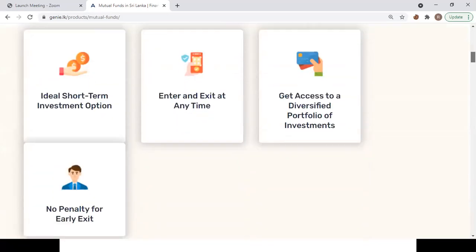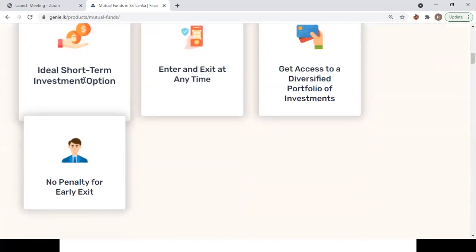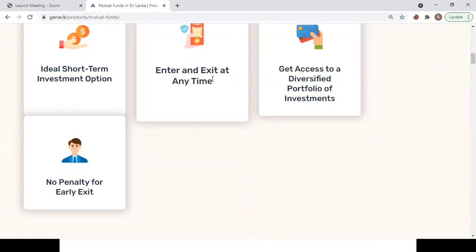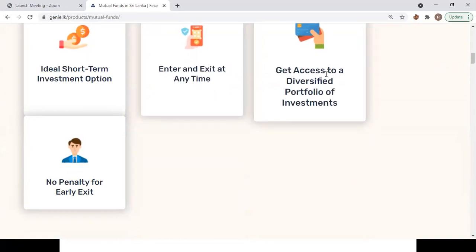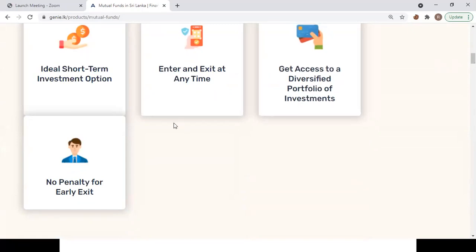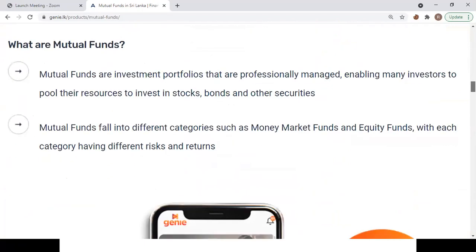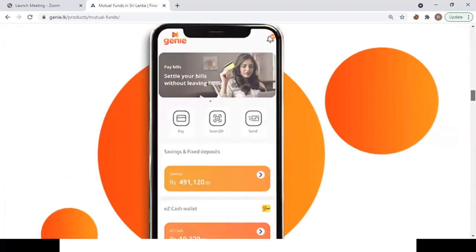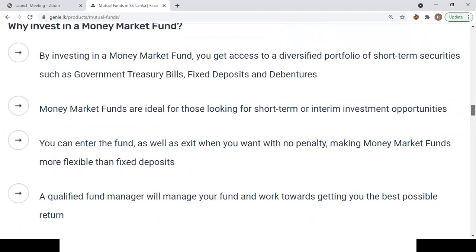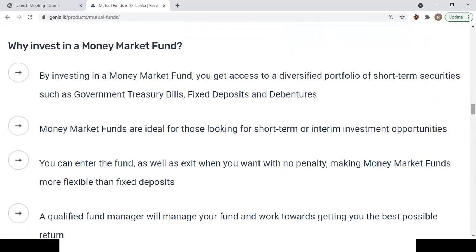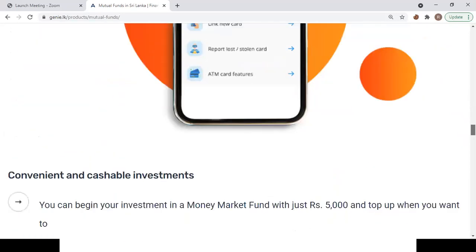See the features: ideal for short-term deposit, investment options, enter and exit at any time, and get access to a diversified portfolio of investments, no penalty for exits. So they have made promotions, right? You can visit the website and understand. And why invest in a money market fund? So they have promotions.